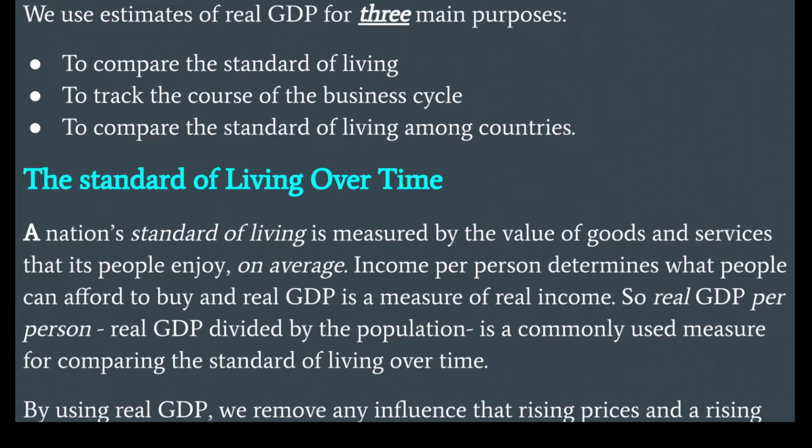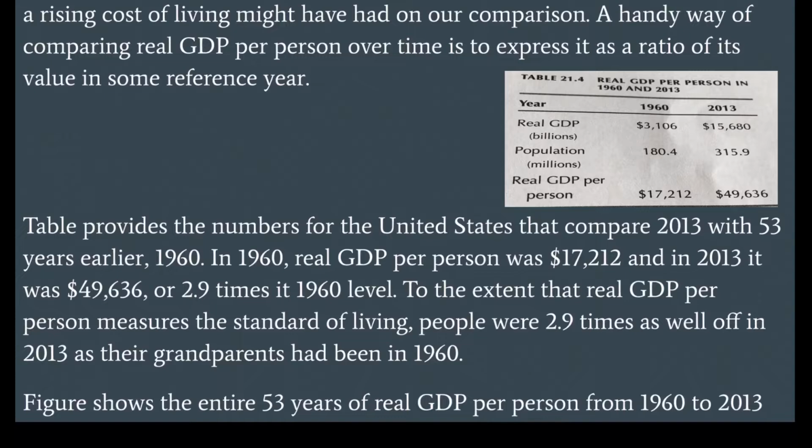The standard of living over time. The nation's standard of living is measured by the value of goods and services that its people enjoy on average. Income per person determines what people can afford to buy, and real GDP is a measure of real income. So, real GDP per person, or real GDP divided by the population, is a commonly used measure for comparing the standard of living over time. By using real GDP, we remove any influence that rising prices and a rising cost of living might have had on our comparison. A handy way of comparing real GDP per person over time is to express it as a ratio of its value in some reference year.